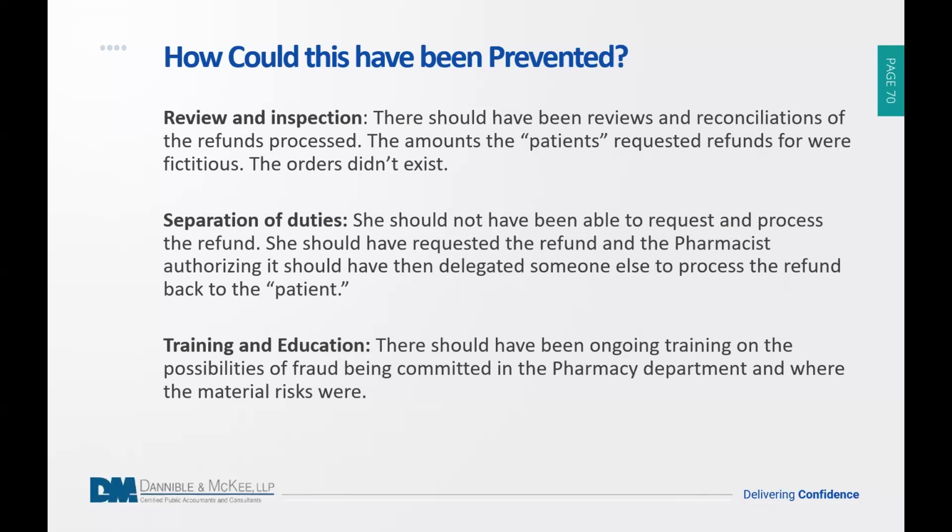And again, lastly, training and education. It's 100% possible, although I can't speak to this, that the pharmacy department just wasn't aware of the potential of fraud to be committed in this aspect. I'm sure they're aware of the fraud of people stealing inventory and stuff like that. But again, constantly having ongoing training on where the material risks of fraud are, how it could occur, the importance of the separation of duties.